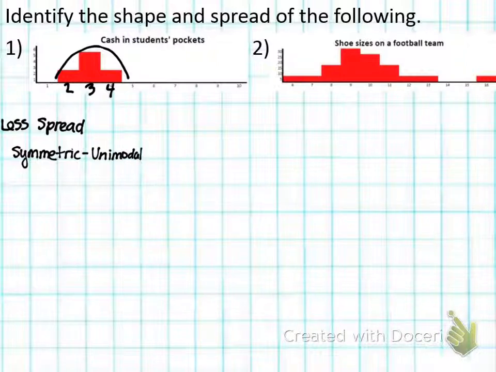Okay, so what did I do? I asked myself, what's the spread and what's the shape? Okay, was that hard? No, it wasn't hard. Okay, I'm not asking myself, why do kids have this much money? But let's ask ourselves anyways. Why do you think kids only might have $2, $3, or $4 in their pocket?